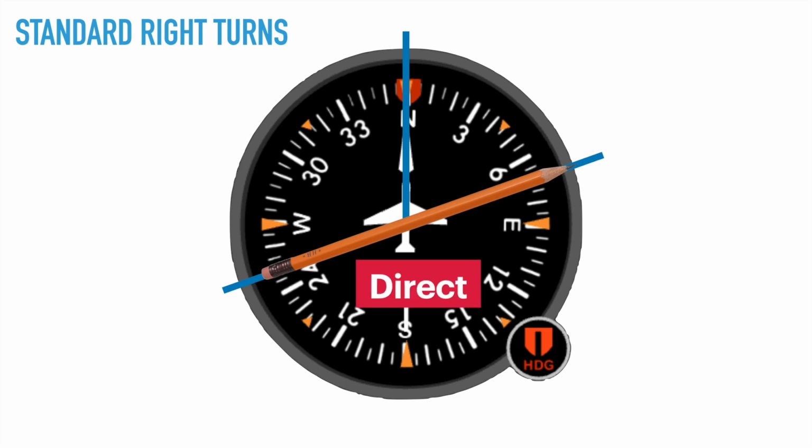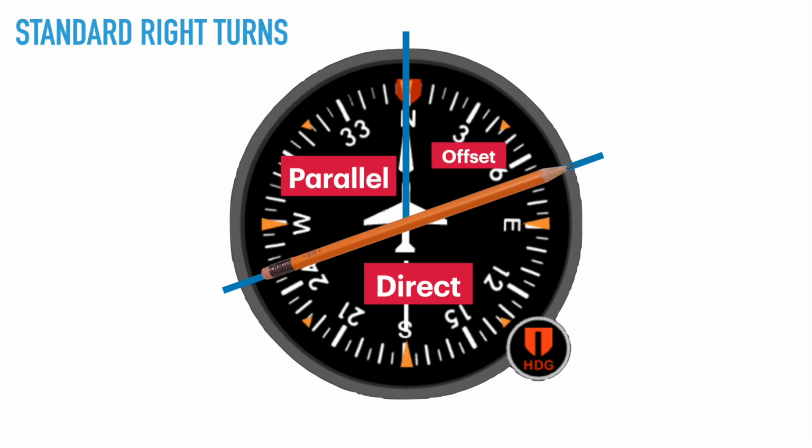In the largest quadrant, we have a direct entry. In the smallest quadrant, we have an offset entry. And in the next largest quadrant, we have the parallel entry. So just looking at this, you can see that the offset entry is going to take up the least amount of space. That's the easiest way to figure that one out.